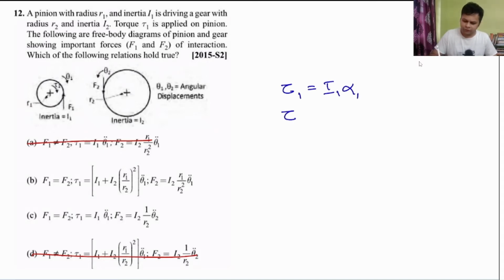And I can rewrite it as torque 1 is equal to I1 theta double dot. This was my tendency, right? So I'll directly write theta double dot 1 on the first term. Initially, if I follow this, I'll come up with the answer as C.